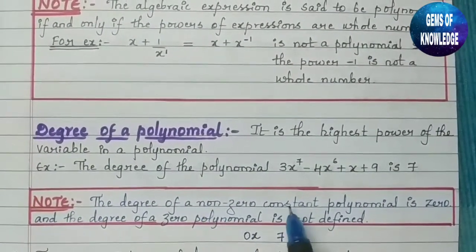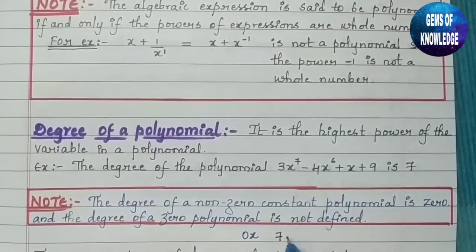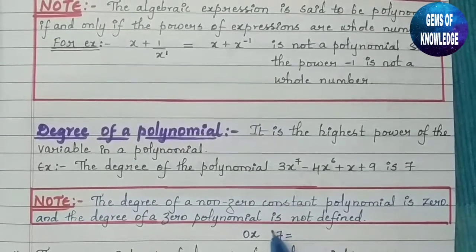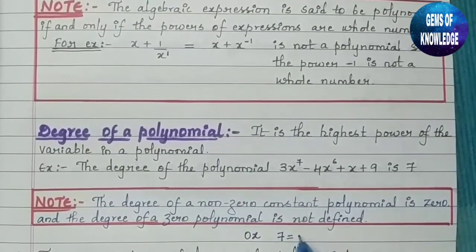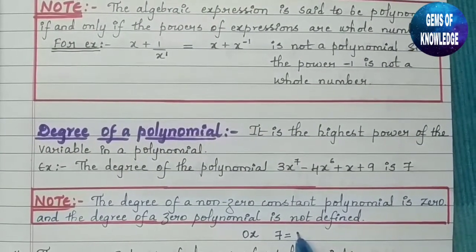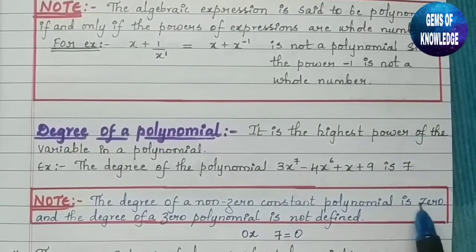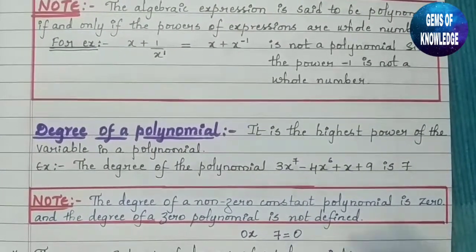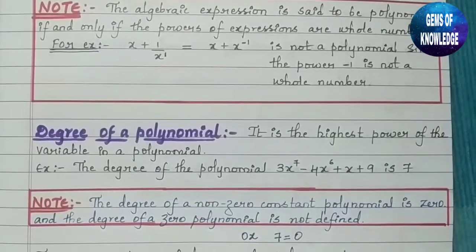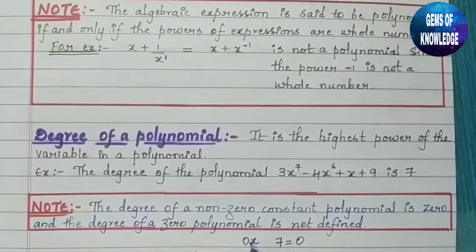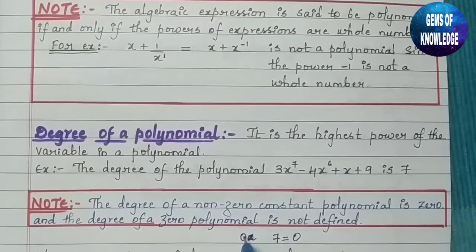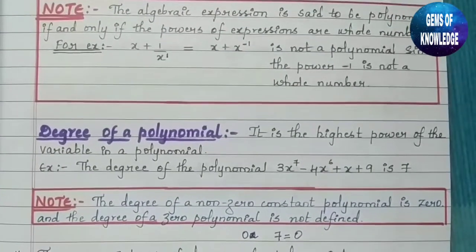This is a non-zero constant polynomial, and we always have to note that it has degree 0. Not only 7, any other number will have degree 0. Similarly, for the zero polynomial, the degree is not defined.